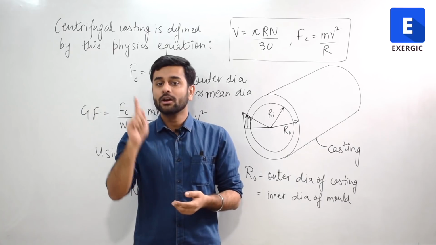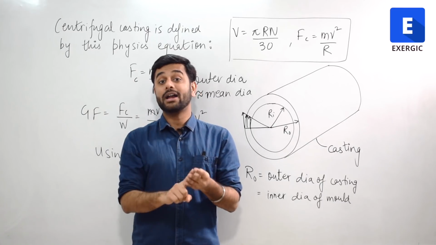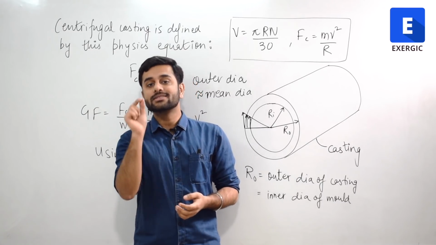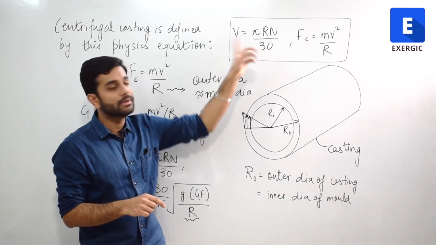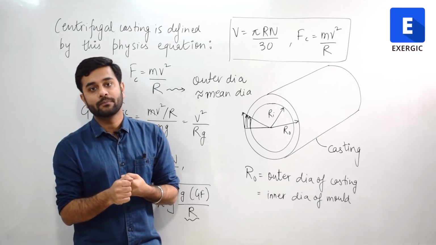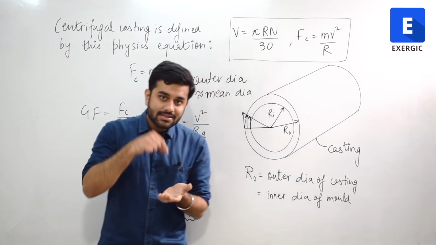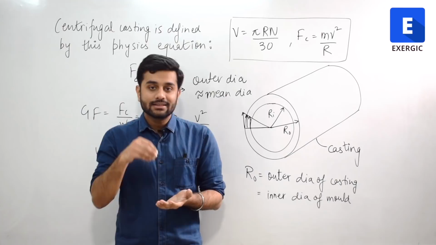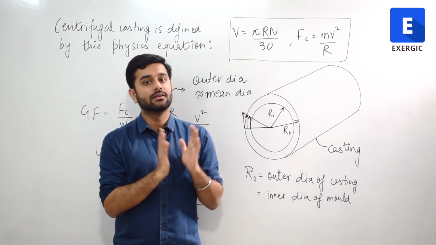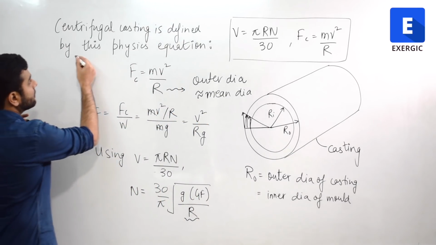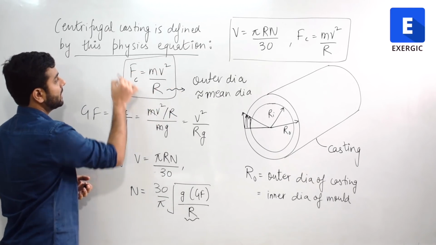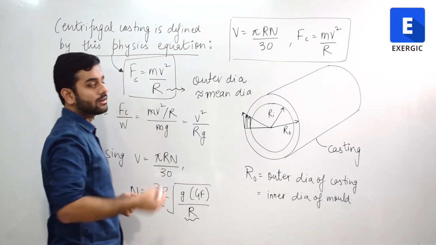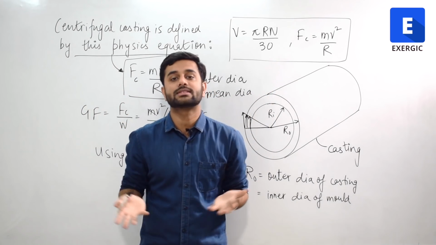Chapter number 11, problem 11.7, part B. The question has used V and Fc using the mean radius. Point number 1. Now quote the same book, and in the derivation, you can quote this statement from the physics equation, Fc is equal to mv square by r, where r they are taking as the outer radius of the cylinder.